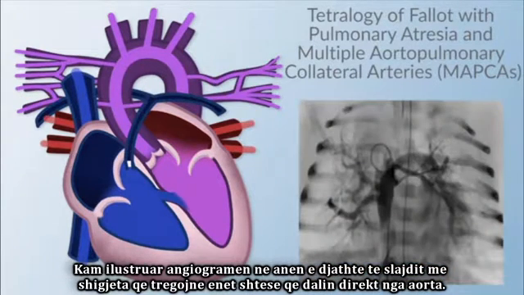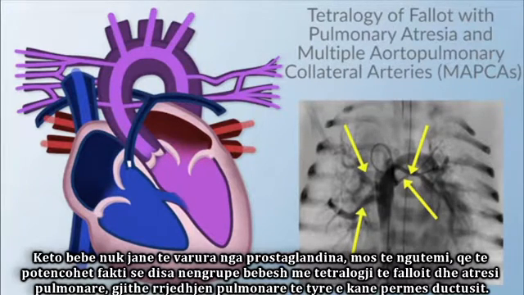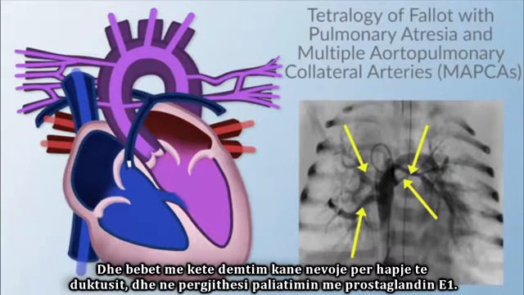And I've illustrated the angiogram on the right side of the slide as arrows pointing to these collaterals that come directly off the aorta. These babies are not prostaglandin dependent. I do hasten, however, to make note of the fact that some subset of babies with tetralogy of Fallot and pulmonary atresia will basically have their entire pulmonary blood flow supplied via a ductus, and babies with that lesion do require an open ductus and hence generally prostaglandin E1 palliation.